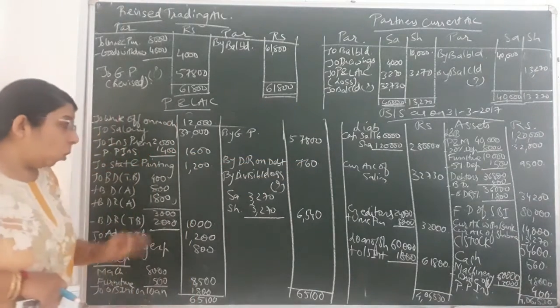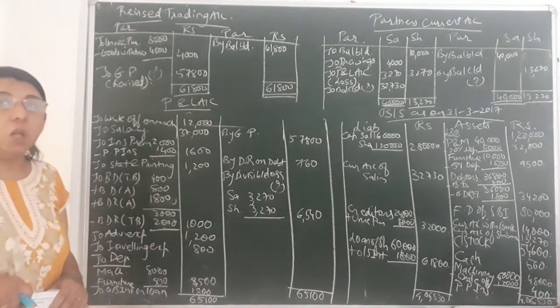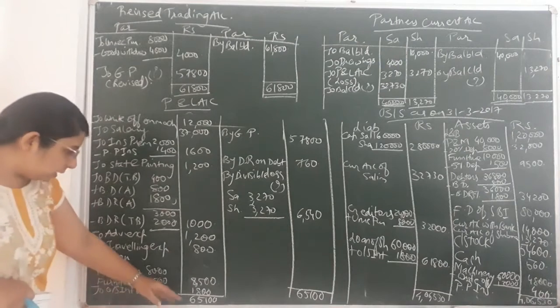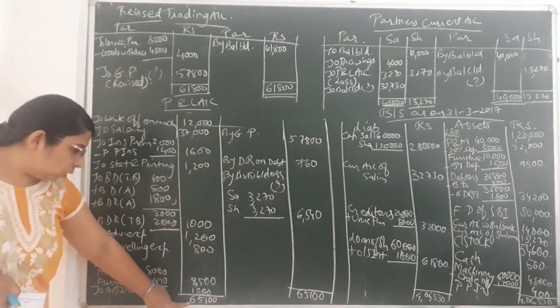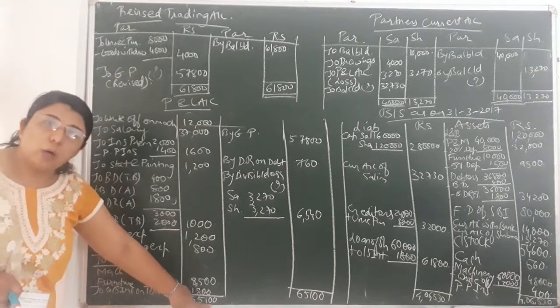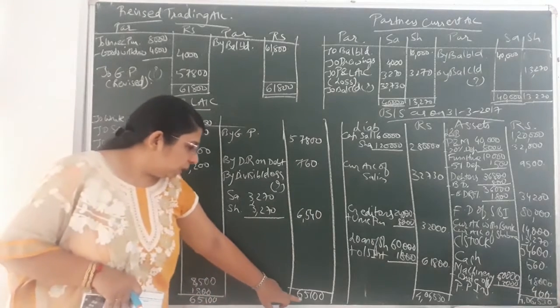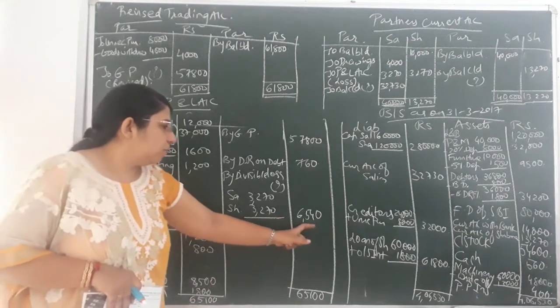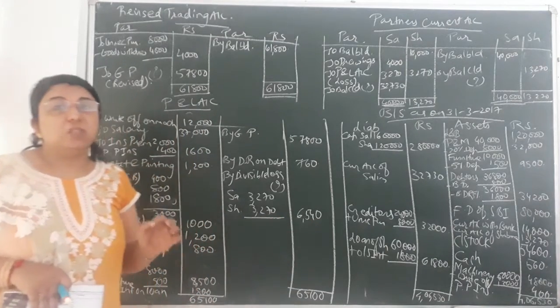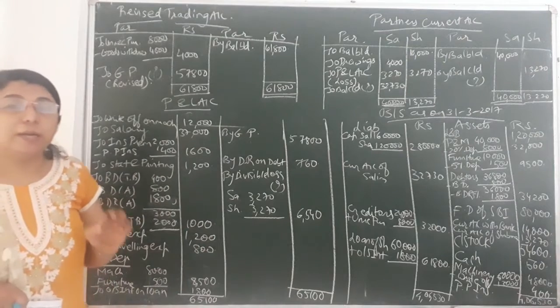Now over here, loss is coming, that is divisible loss. So the debit side total is coming more. When you total the debit side, you will get 65,100. Both sides I have put 65,100. The difference that came is 6,540. Now that is divisible loss. Generally it would become net profit.